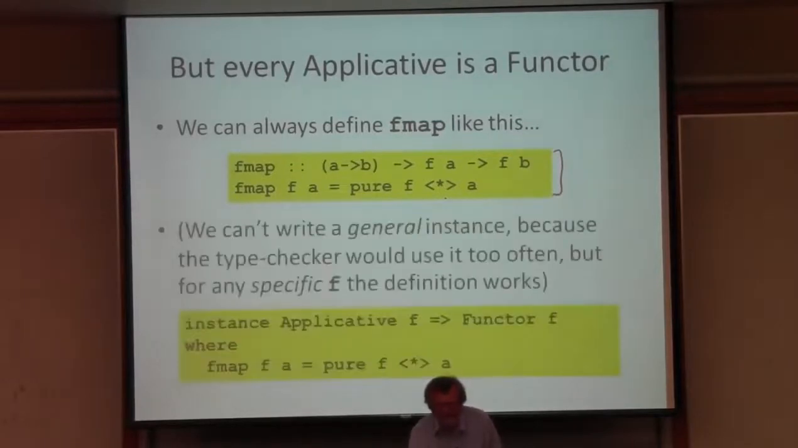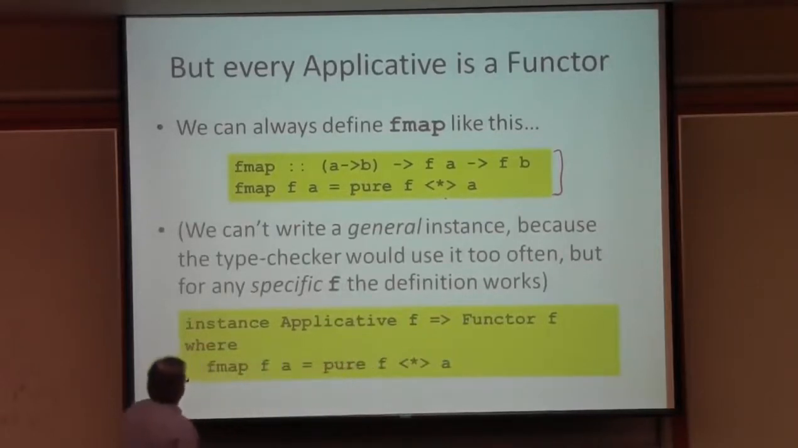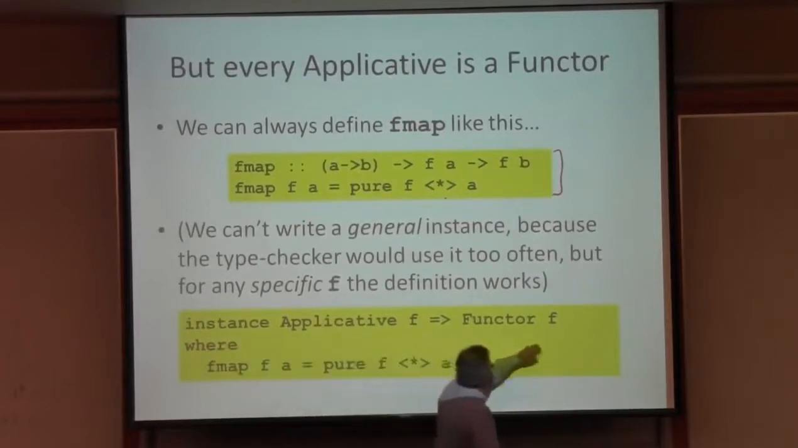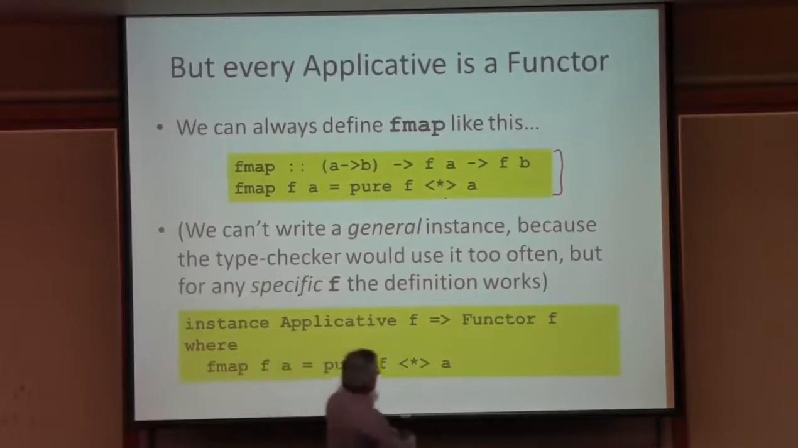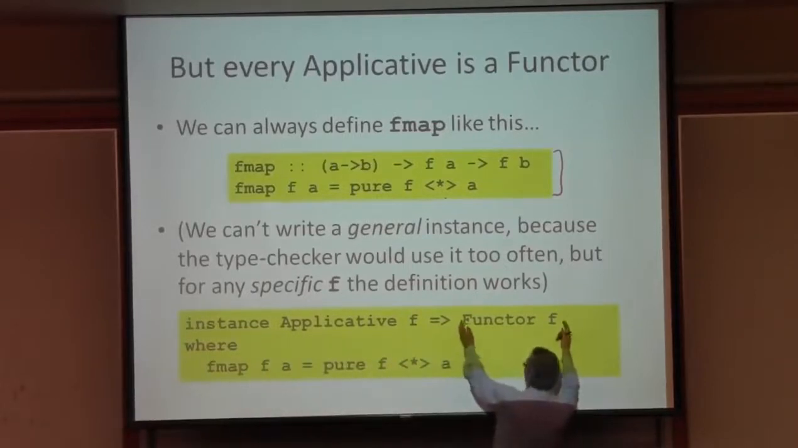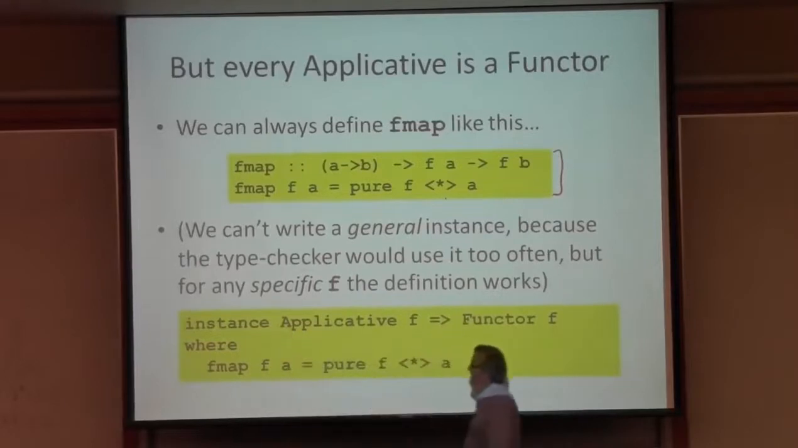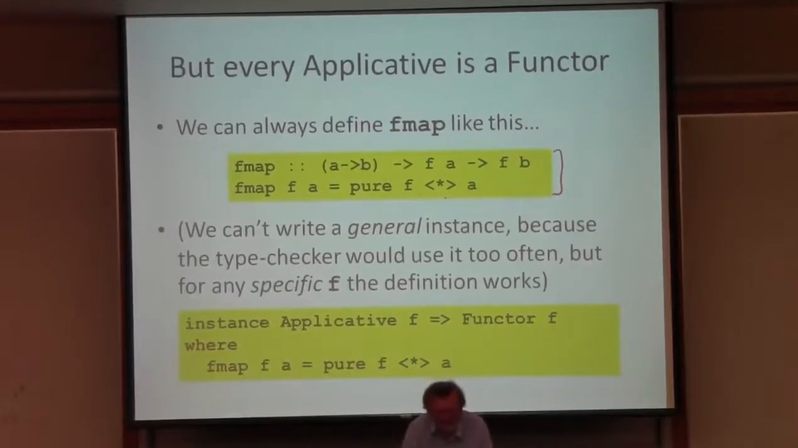And unfortunately, I can't write a general instance like this, saying for every f that is applicative, let's implement fmap this way, because just as we discussed yesterday, the type checker would seize on this instance every time it needed a functor and say, great, let me simplify this constraint to this one. And that would not be a good idea. So sadly, when using this library, I actually have to write instances of this functor class by hand every time. I think I'm not going to show you those instances anymore because they're all syntactically identical and very boring.